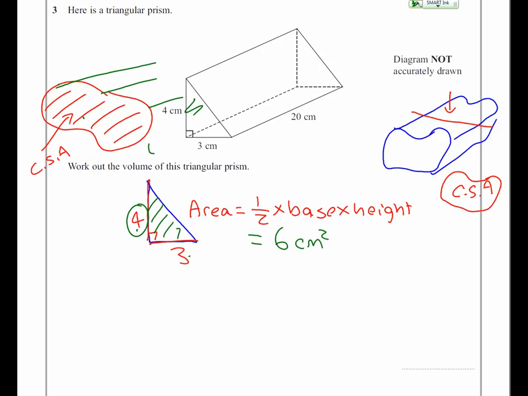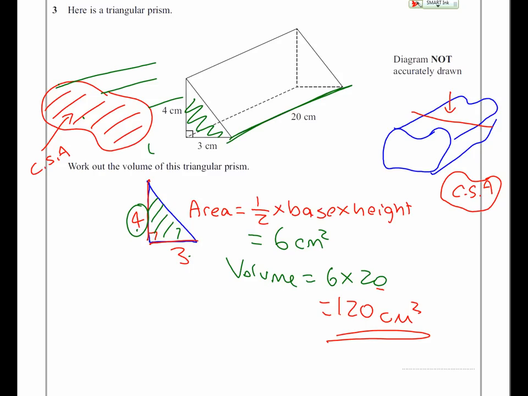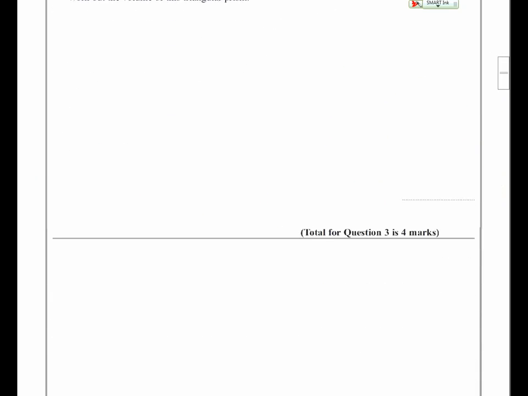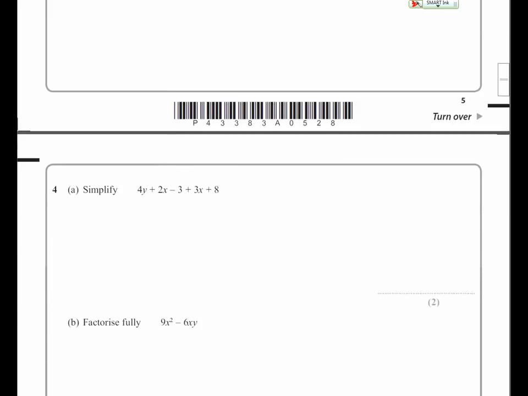Now remember what I said, you want to times that all the way through. So times that by 20. So 6 times 20. Well, 6 times 2 is 12. You've got an extra 0. So 120 centimetre cubed is your answer there. That's 4 marks. That's quite nice.